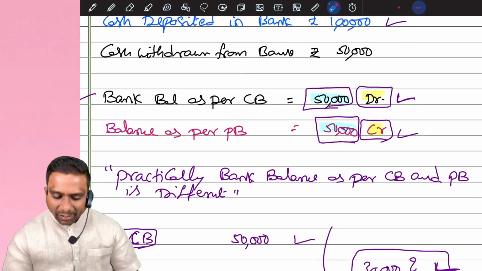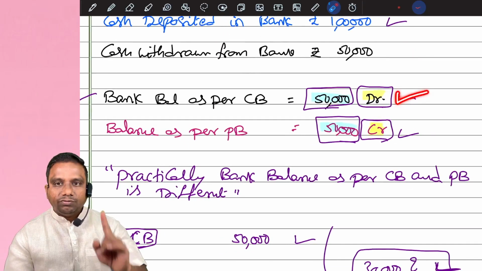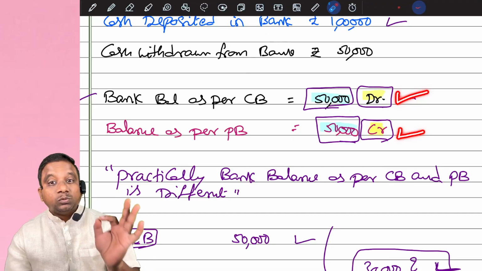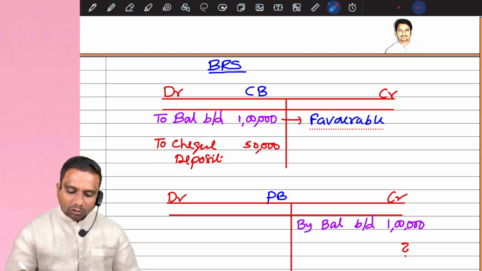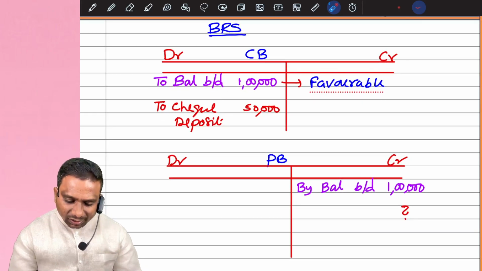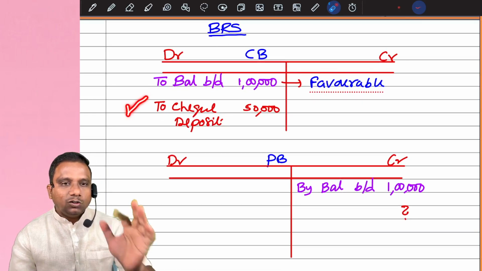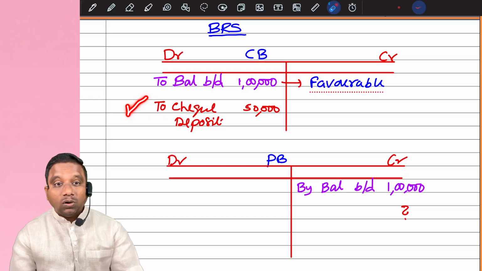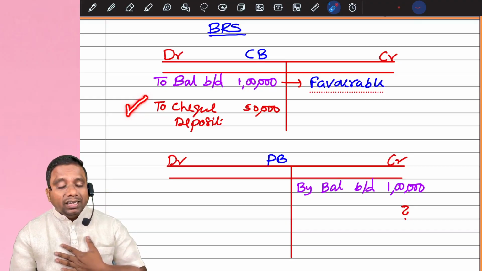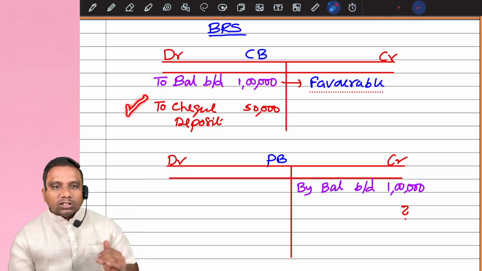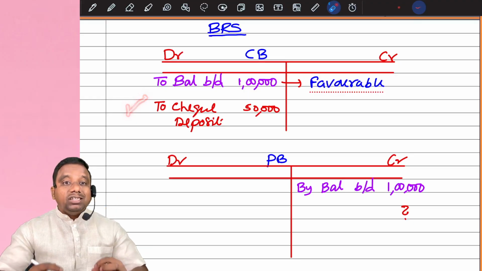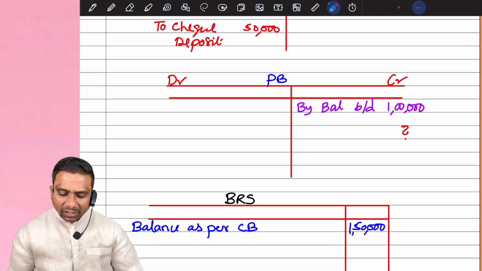Look at bank balance as per cash book 50,000 debit. Bank balance as per passbook 50,000 credit. Now here I have taken one transaction. That transaction is a check deposited into bank. What is the entry we record? The entry is recorded in the cash book as well as in the passbook. Who will record this transaction first? In the cash book. Why? Because we are depositing the check.